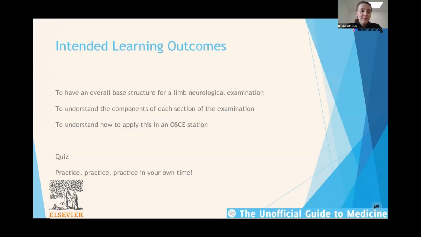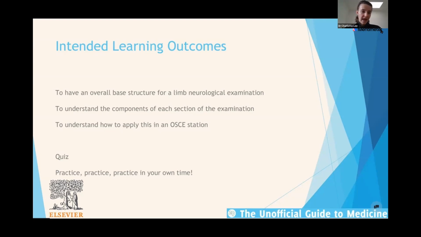So for limb neurological examination, very similar. Have an overall base structure that you can fall back onto, that if ever you get stuck, you can take a moment, take a deep breath and think back to this structure and get yourself going again. Have knowledge about each of the components of each section and then how to apply this in an auscultation. And again, practice in your own time.